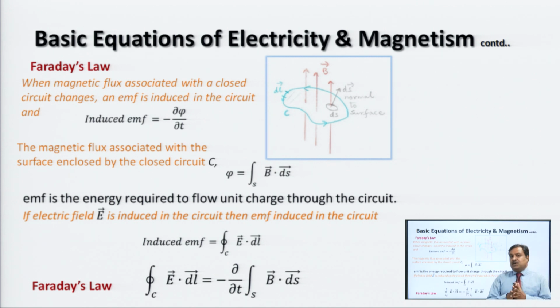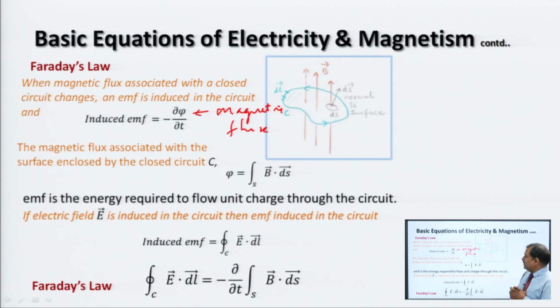Now, come to Faraday's law. Faraday's law of electromagnetic induction you have already studied. What does it say? It says when the magnetic flux associated with a closed circuit changes, an EMF is induced in the circuit, which causes an induced current in the circuit also. So, induced EMF is equal to minus d phi by dt. Here phi is magnetic flux.